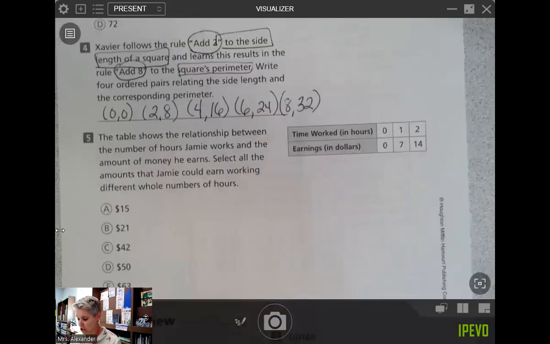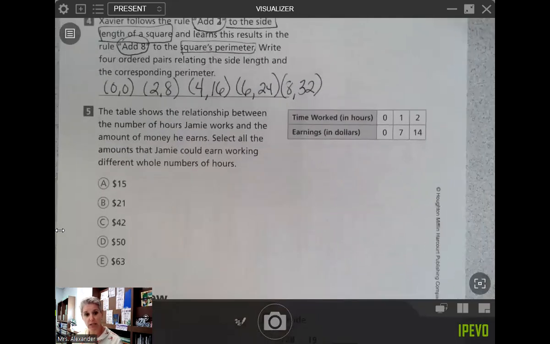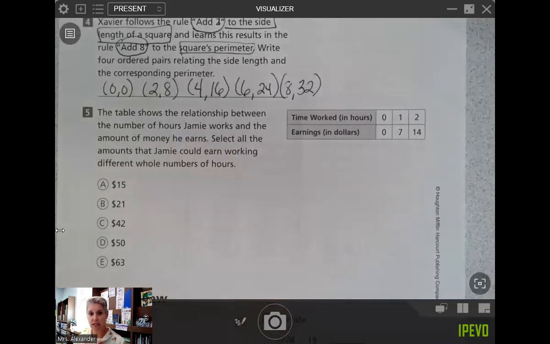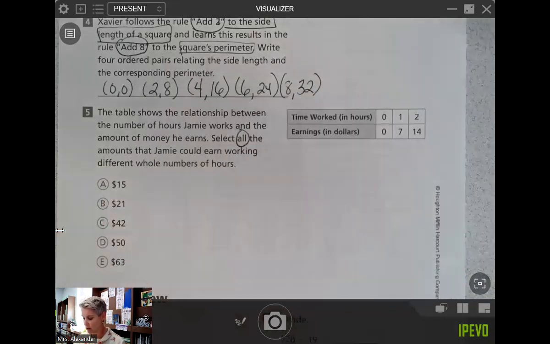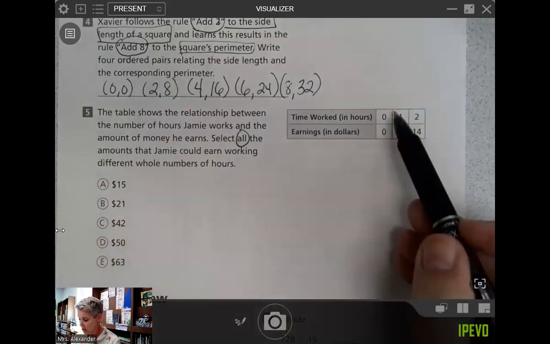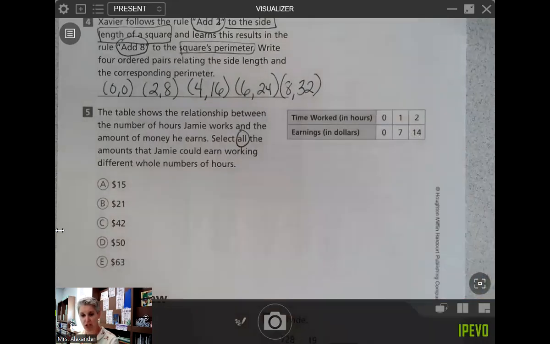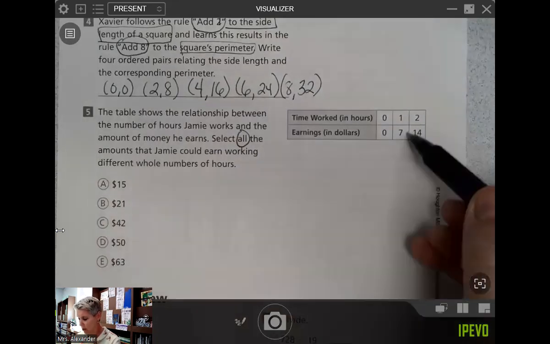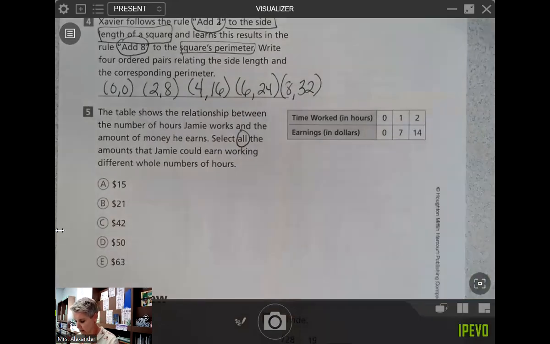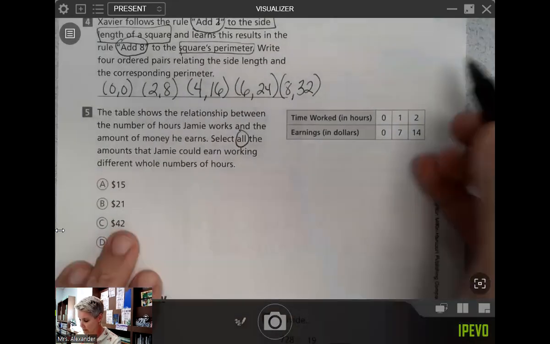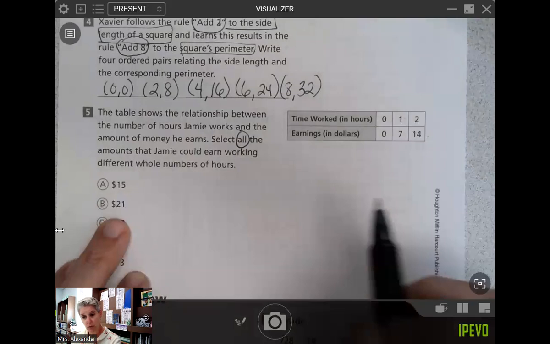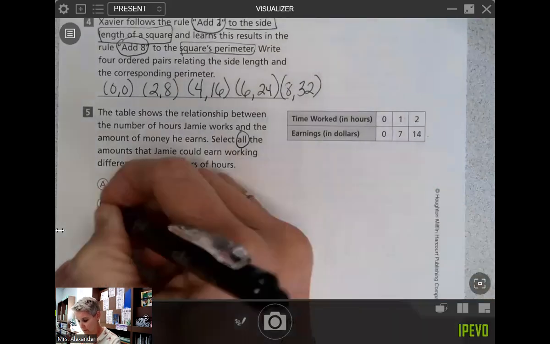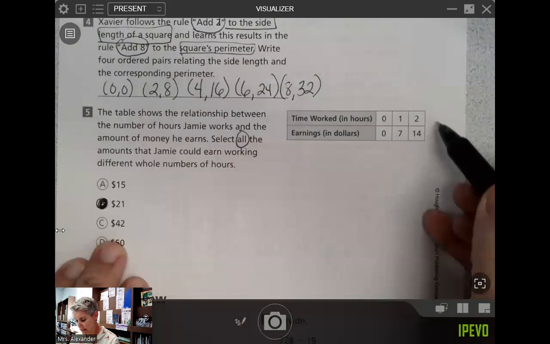The table shows the relationship between the number of hours Jamie works and the amount of money he earns. Select all the amounts that Jamie could earn working different whole numbers of hours. So if we look, he earns 7 times as much as he works. So for each hour, he gets $7. So if we continued on, 2 would be 14. 3 would be 3 times 7, 21. 3 times 4 is 28.